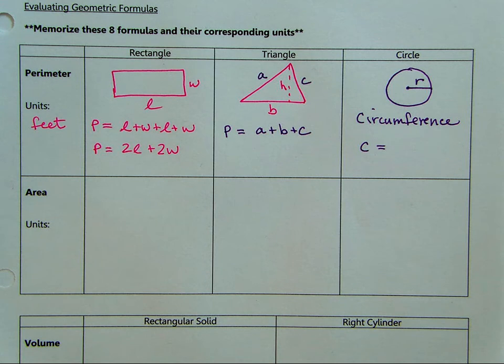Anybody know this one? Pi. It's got a pi in it. Every round shape has a pi in it. 2 pi r. Yes.